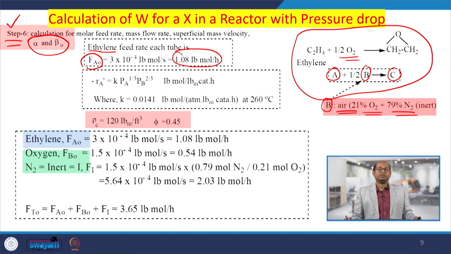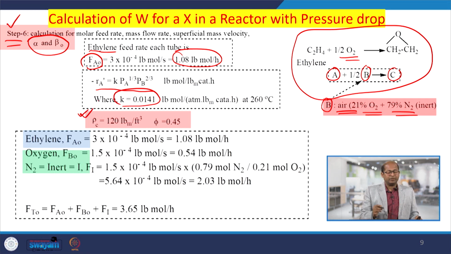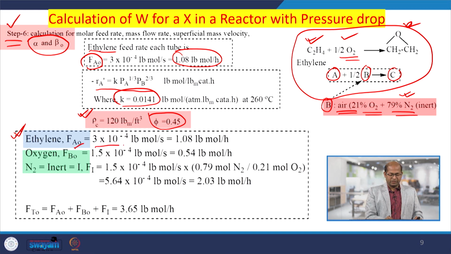F A naught equals 1.08 pound mole per hour. Here the rate equation is given, k is the given rate constant, and the density of the catalyst is also given for this particular problem, rho C equals 120 pound mass per foot cube, and the void fraction for this system is also given. Here, for moles of individual components, there are 3 components: 2 reactants and one inert component. First, the ethylene molar flow rate is given as 3 into 10 to the minus 4 pound mole per second, or 1.08 pound mole per hour.